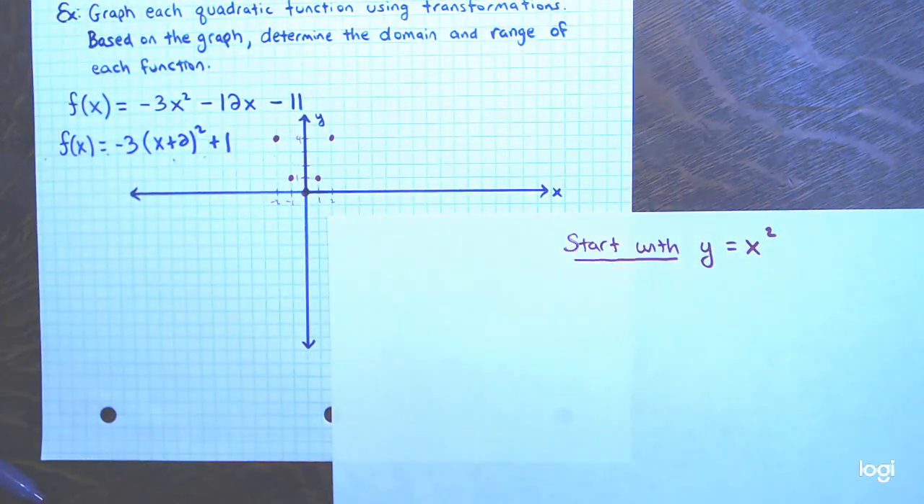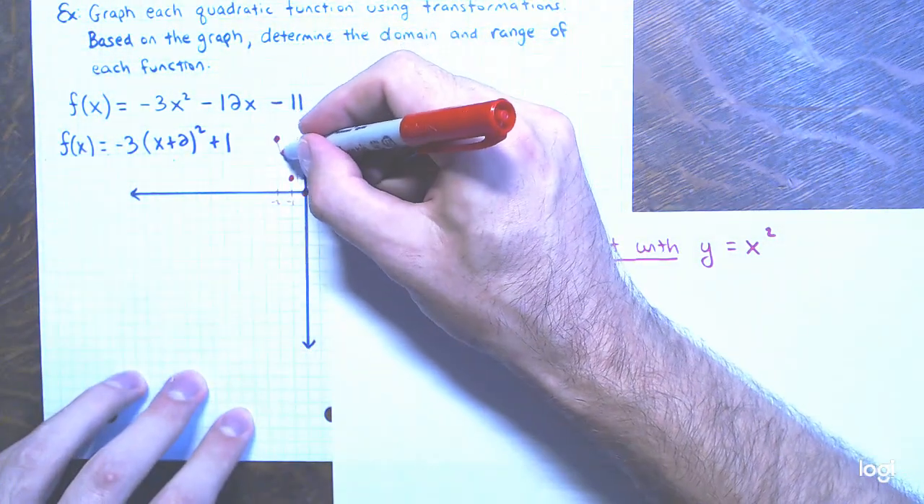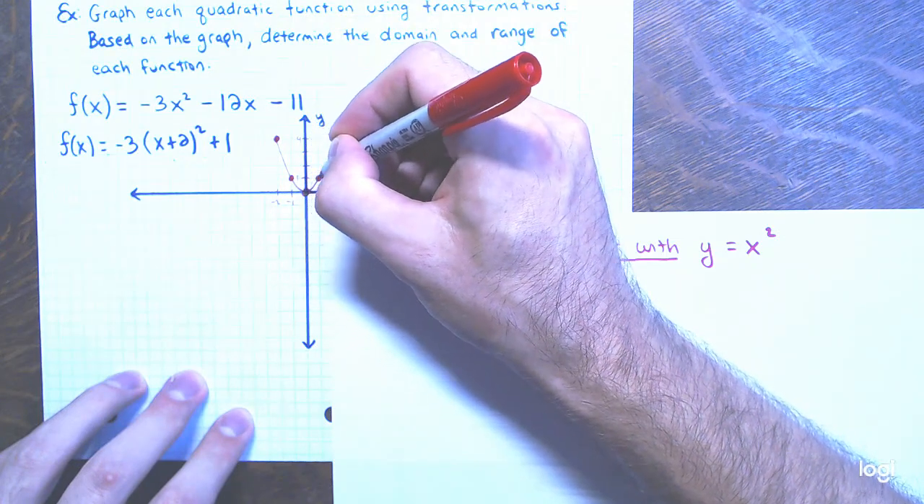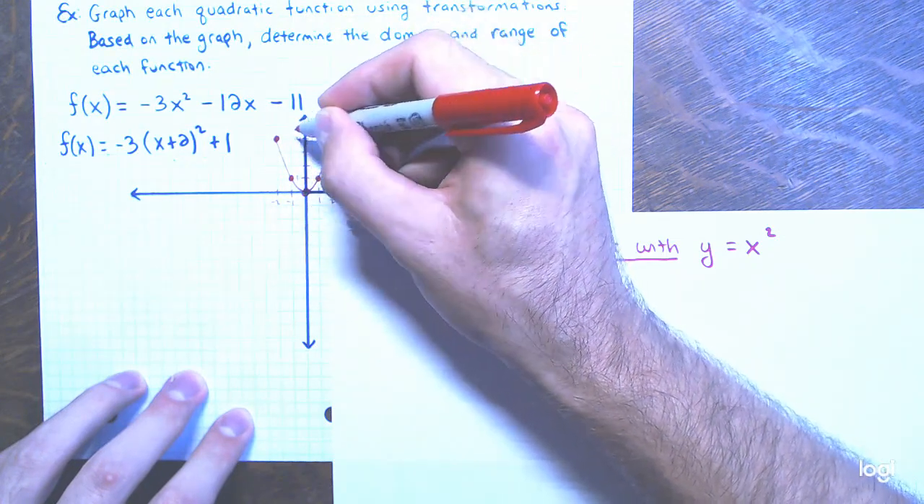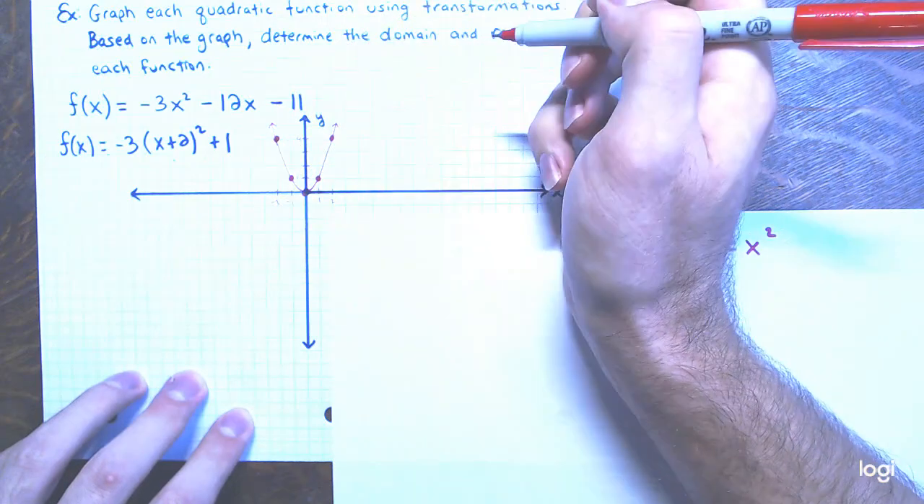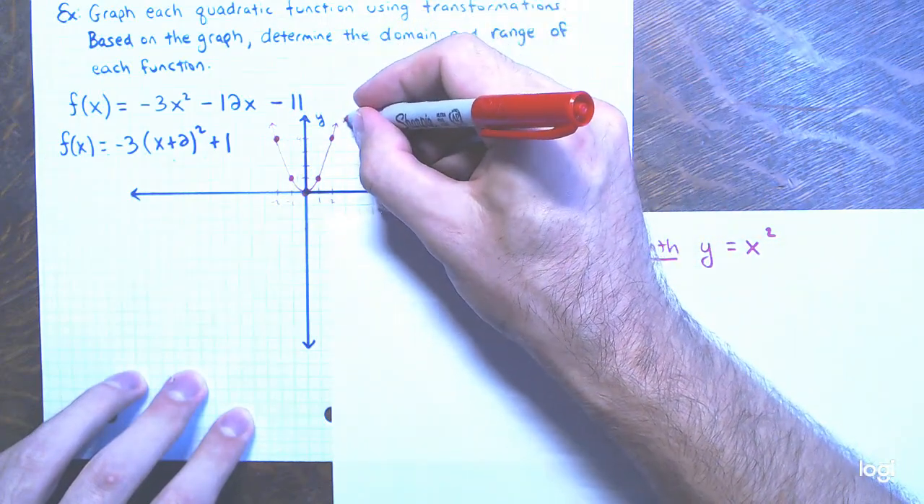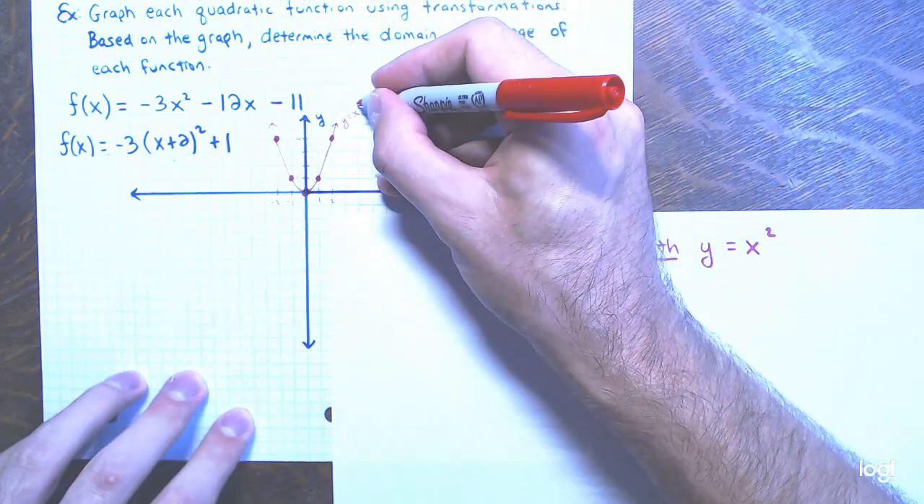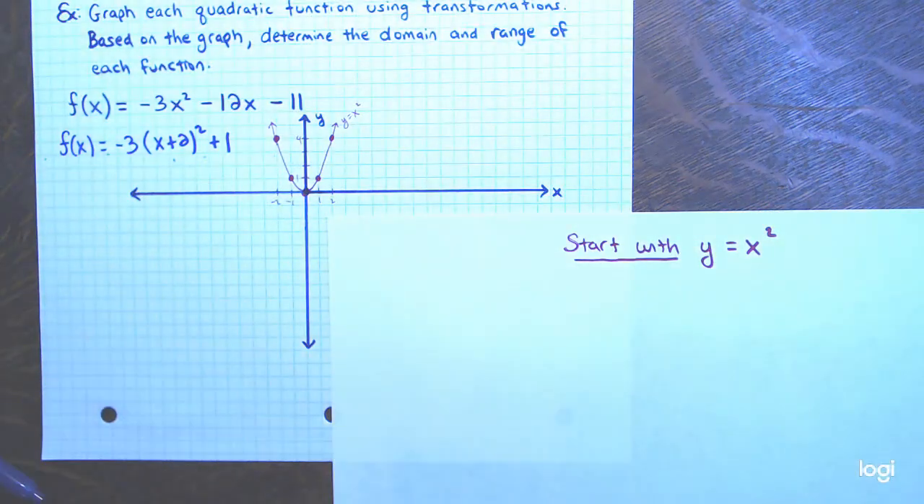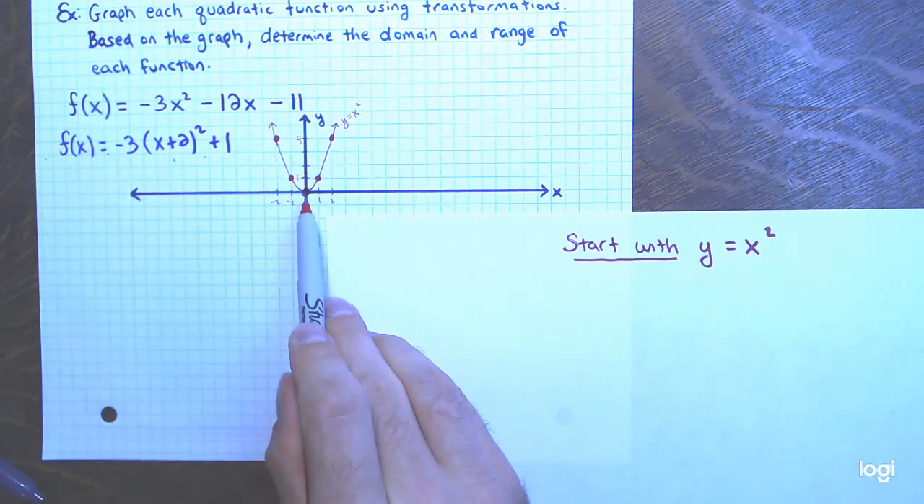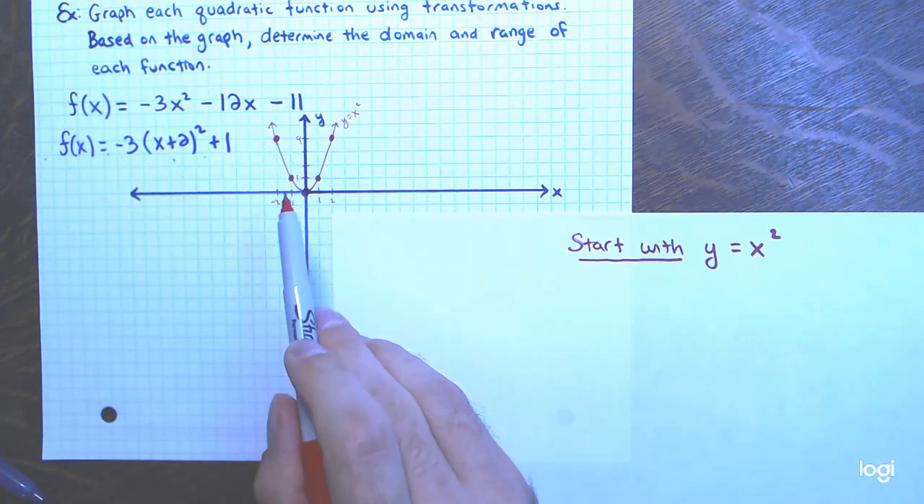But I'm going to draw this, I'm going to make it a little thin. There's y equals x squared, this thin parabola here. I don't want it to take up too much space. Nice parabola opening up, with the vertex at the origin, 0, 0.